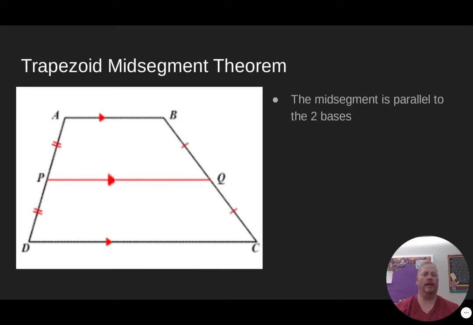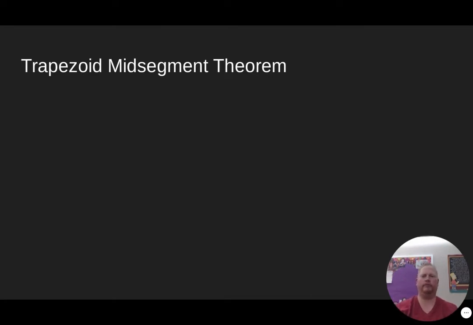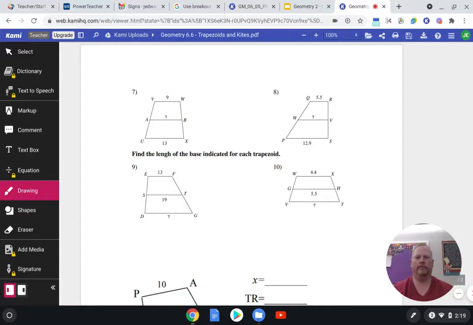So what you should know is that the mid-segment is parallel to both of the bases, and that the length of the mid-segment is the average of the two bases. If you recall from previous math classes, average just means to add them up and divide by 2. So let's take a look at a few examples here.